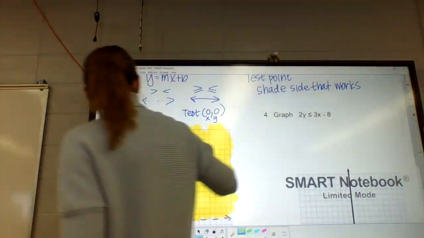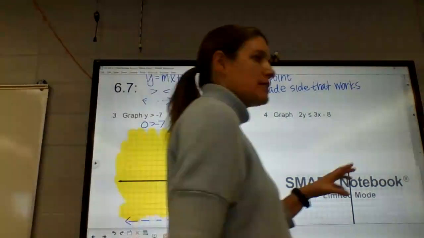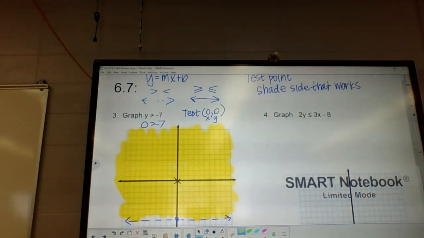That seems easy. That's coloring. Okay? So anything in the yellow would work. If you picked any of the points in the yellow, those would all be solutions. That's where it's showing where it works. And it would keep going if we colored our whole page.